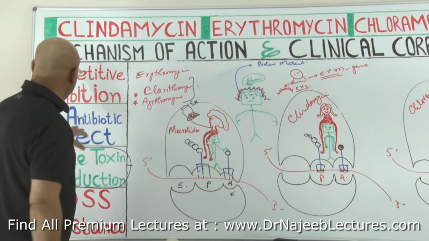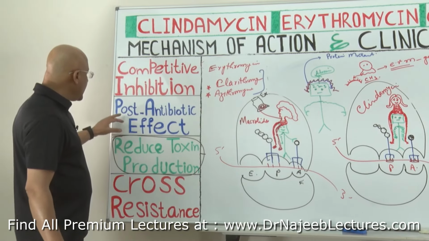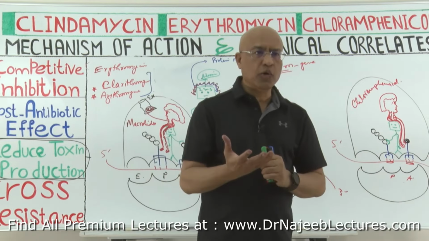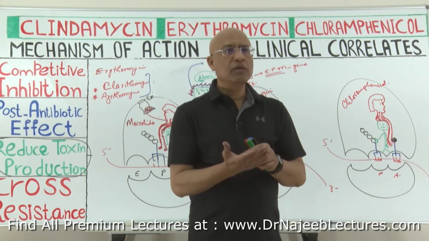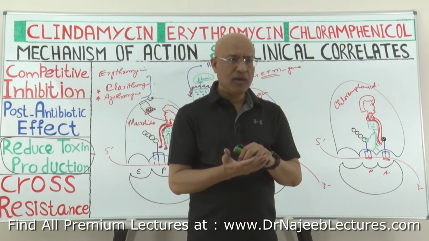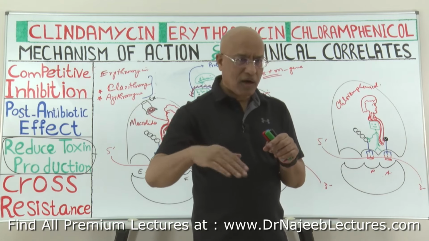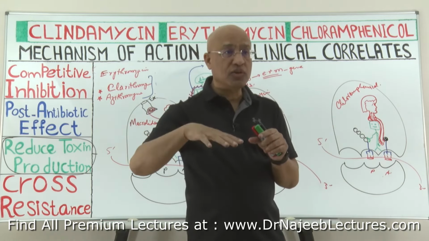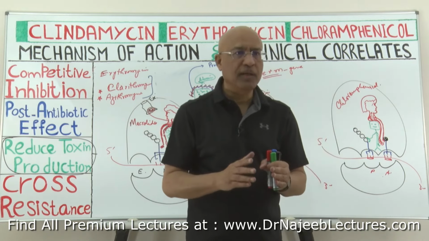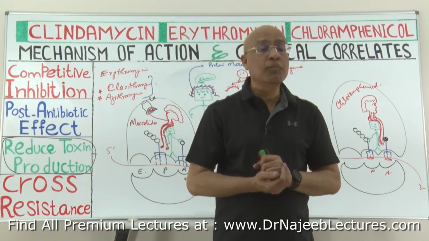Is it clear? So now we know competitive inhibition, we know that clindamycin can reduce toxins, and also what is cross resistance. Let's talk about post antibiotic effect. Post antibiotic effect is that in vitro, in the lab, let's suppose you are growing the bacterial colonies, and if you give, for example, clindamycin, right? Bacterial growth stops. But if you remove the clindamycin totally or go to less than minimal inhibitory concentration, what we expect, that surviving bacteria which was just inhibited to proliferate, should start proliferating. But for few hours, they still remain stuck in non-proliferative state.